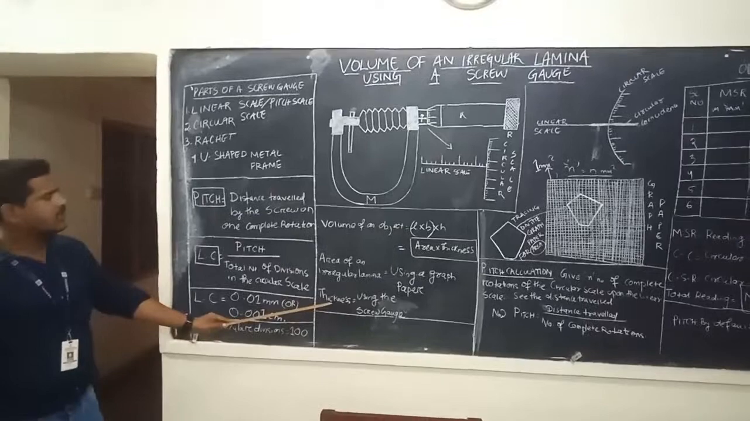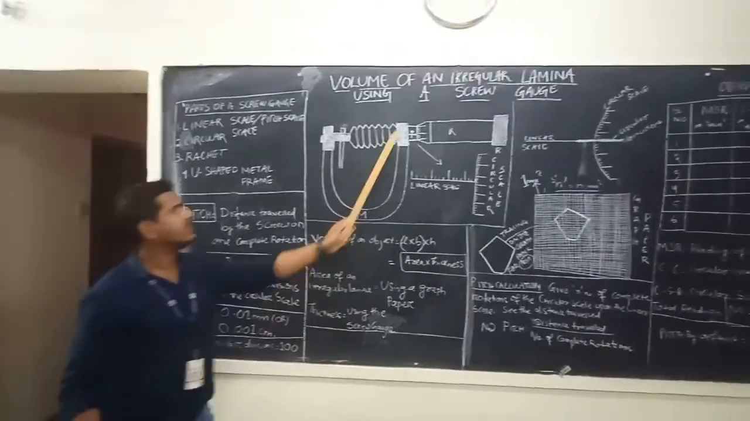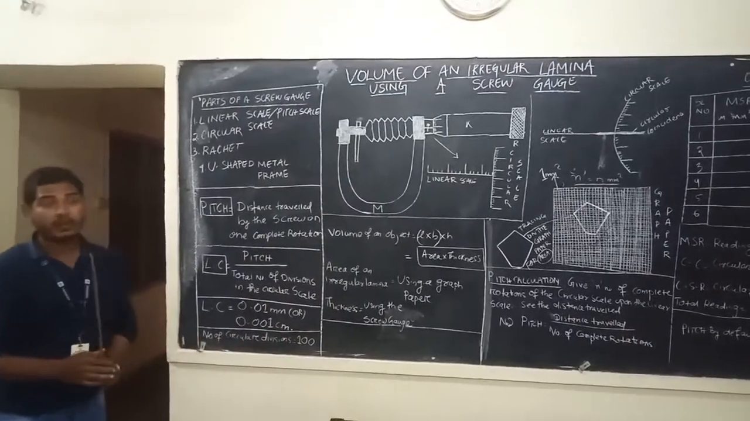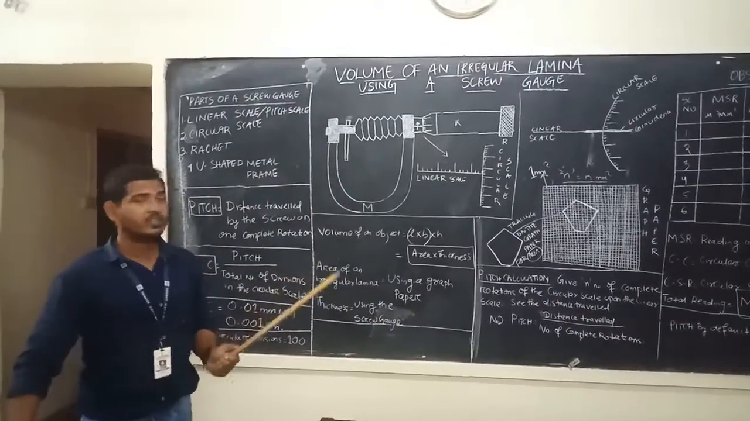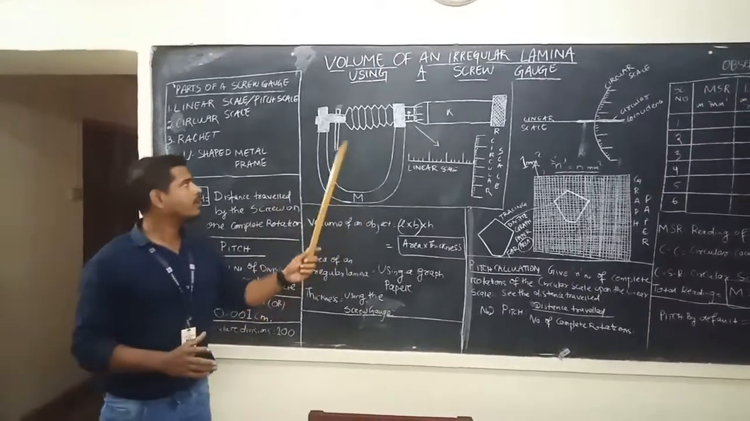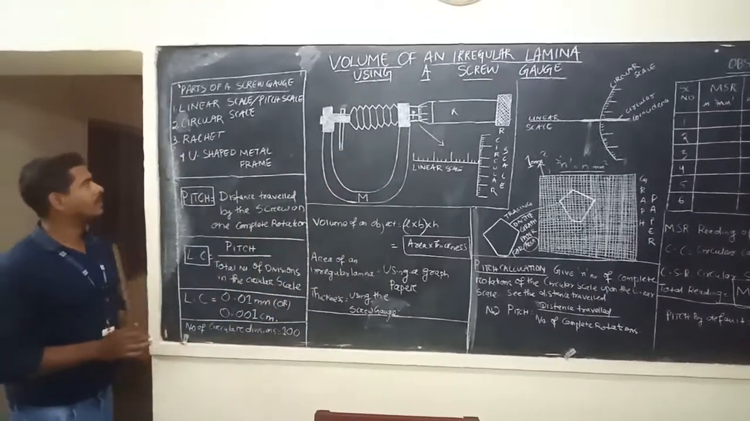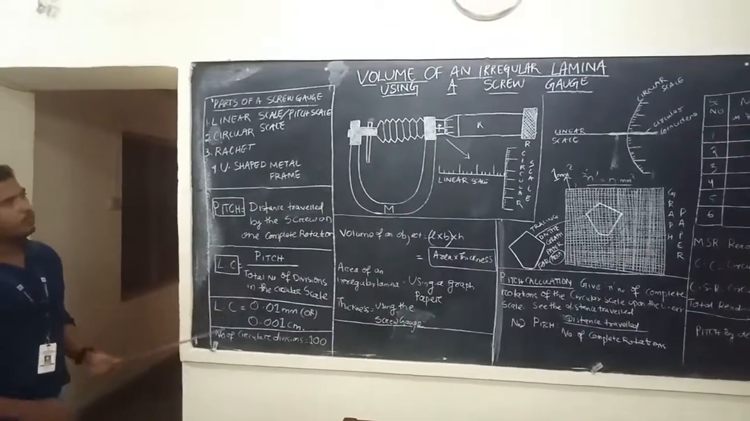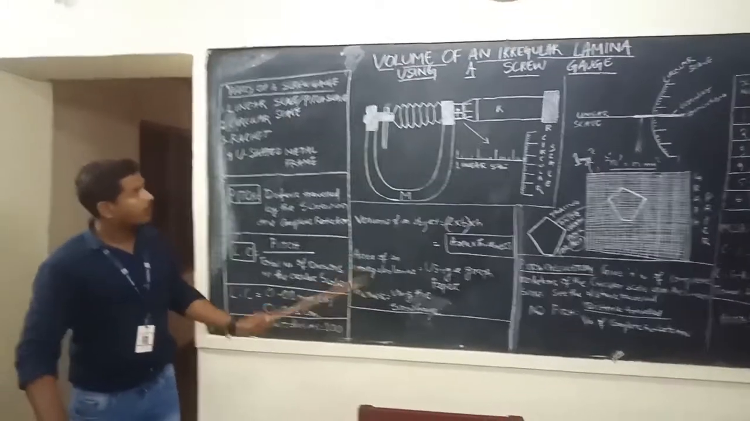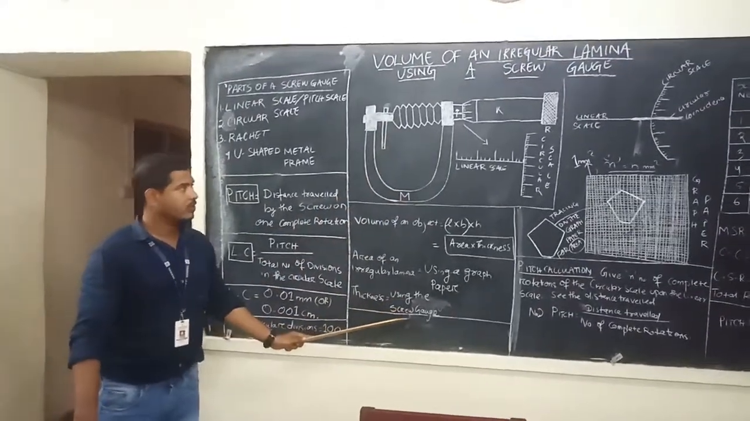To find the thickness, we have to use the instrument known as a screw gauge. In the previous first class experiment, we used the instrument Vernier caliper. It is similar to the Vernier caliper, but it has a different setup and different procedure to find out. So we will find the thickness of the irregular lamina using the screw gauge. So what is the screw gauge?